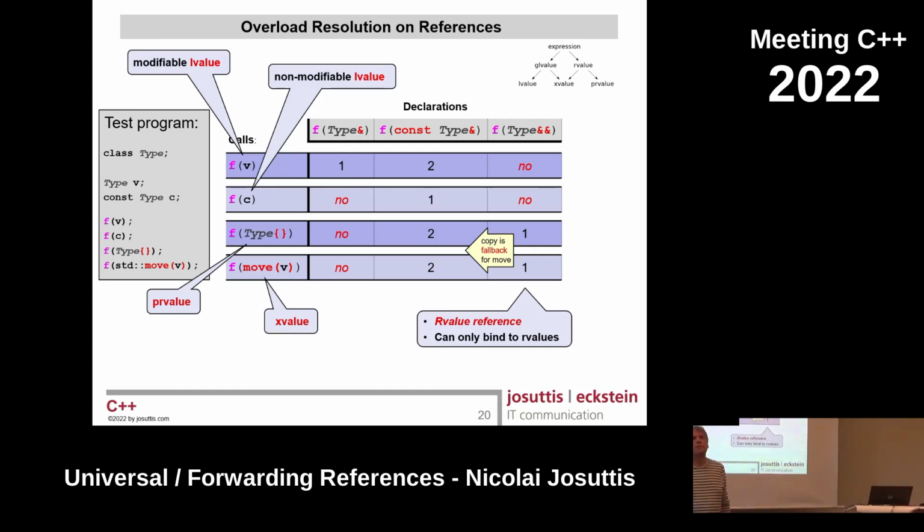If we have no move constructor, a copy constructor is used, or if we have not overloaded the functions, the other one is taken. So, you know all these.